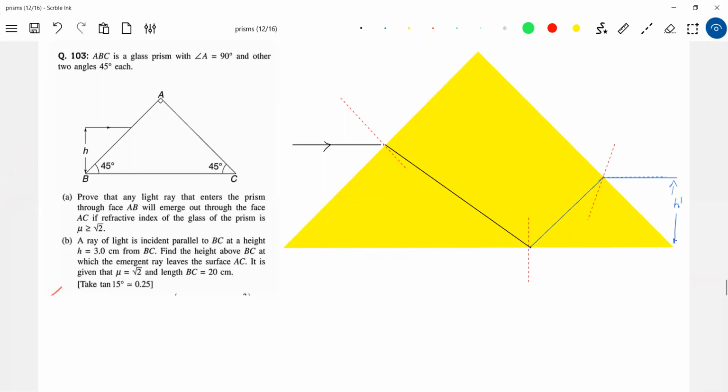Option part A is totally different. Come out of that one. No, part B is what? He has given a specific condition: mu is √2, and the length BC is also given. Can we proceed now this way? So now we have this H also.